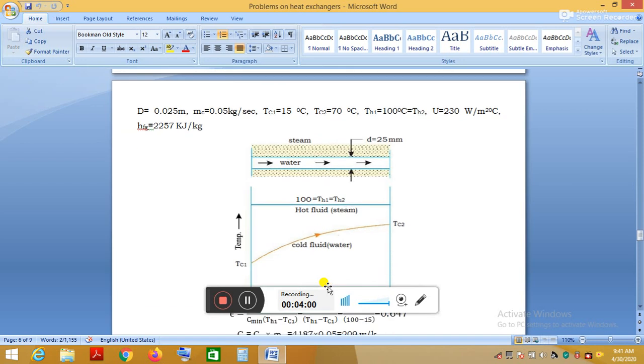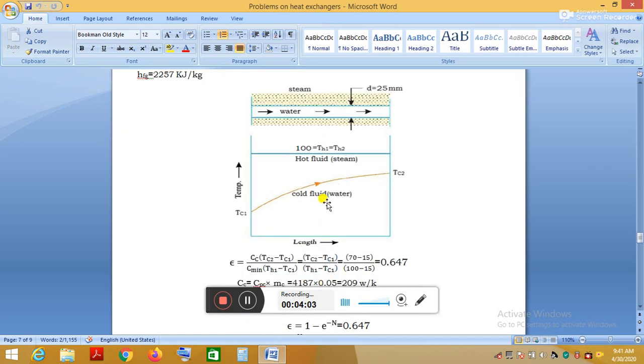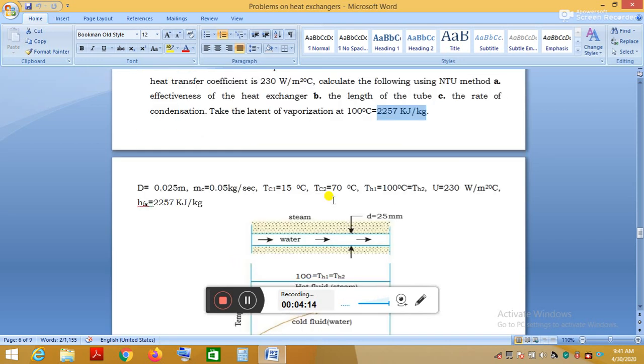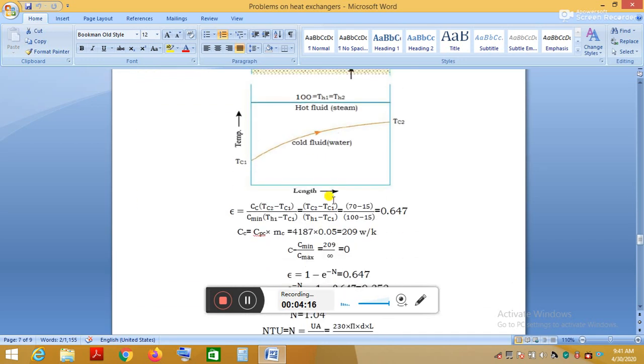Okay, now in this problem he has given all the 4 temperatures, but he asked us to find the effectiveness of the heat exchanger and the length of the heat exchanger using effectiveness method. Effectiveness can be given by the equation. One of the equation for the effectiveness is C suffix C into Tc2 minus Tc1 divided by C minimum into Th1 minus Tc1.